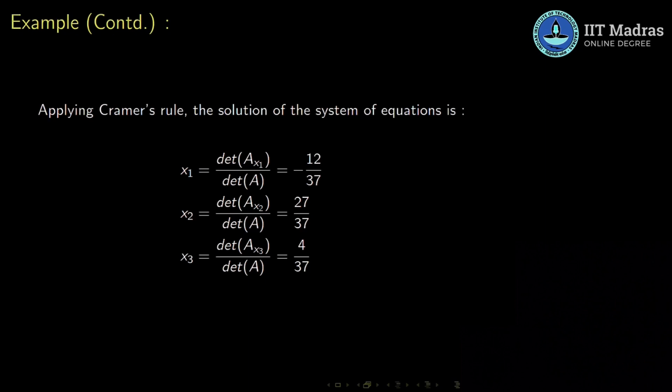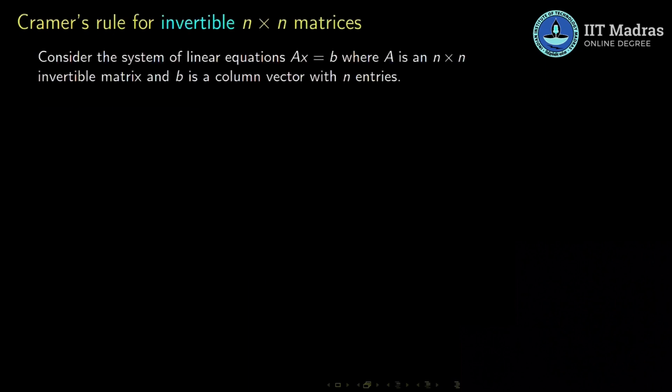Finally, let us end with Cramer's rule for the n by n case. Now, if you have a system of n linear equations in n unknowns, remember that the coefficient matrix first of all has to be square. We need n equations in n unknowns, it will not work otherwise. The second thing we need is that the coefficient matrix is invertible, or that the determinant is non-zero.